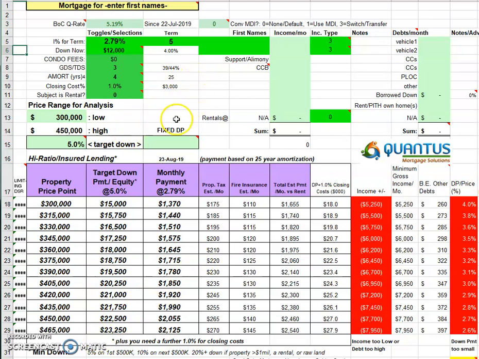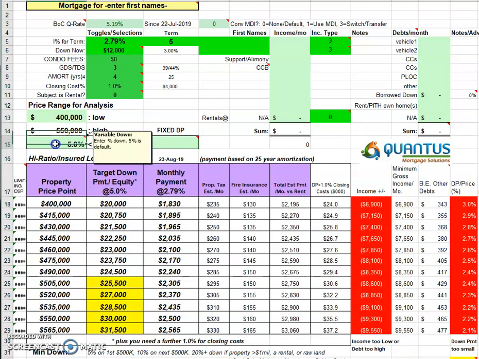So just looking at this very quickly, one of the first things I do is I ask the person on the phone, what is the house price in your area that you think you'd like to buy. So we'll use $400,000 as an example. This person's looking to get a purchase with 5% down, which is the minimum. So $400,000 is the property price in this column here.